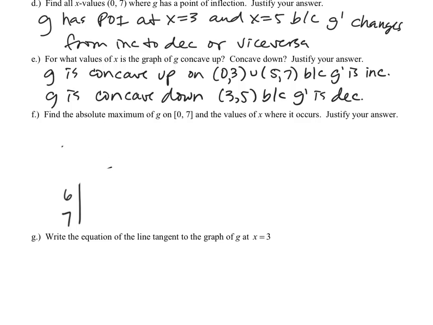All right, and then letter F says find the absolute maximum on this closed interval from 0 to 7 and the values of x where that maximum occurs, and justify your answer. Now, our justification is just going to be a candidates test. All right, so what are the candidates for an absolute maximum of g? Well, the candidates are the endpoints and then also any critical points.